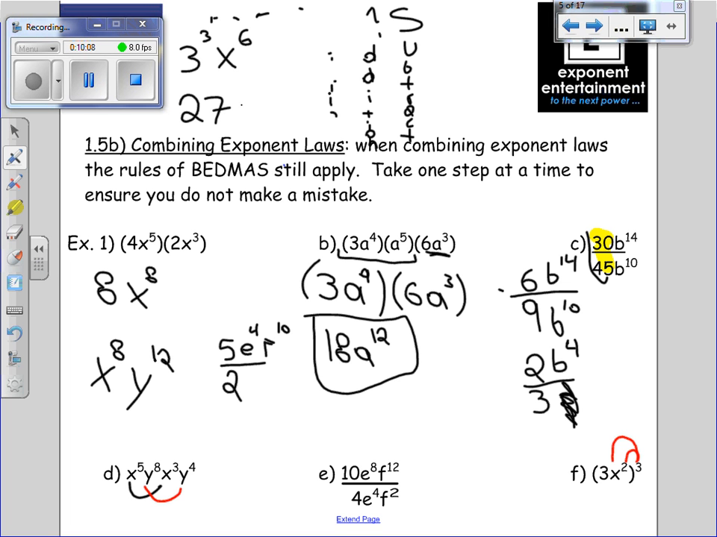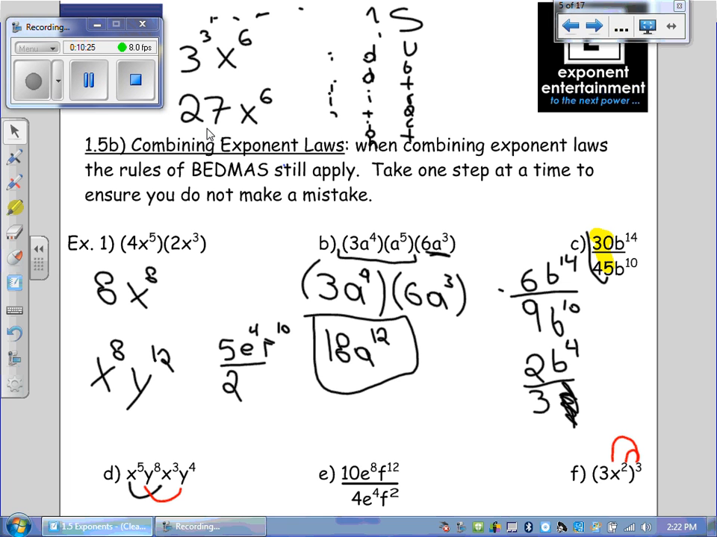Be careful not to multiply the actual numbers. You multiply the exponent in. The exponent on this coefficient is just 1. It's not there. Any questions on this? These are easy ones. They're going to keep getting harder. Okay.